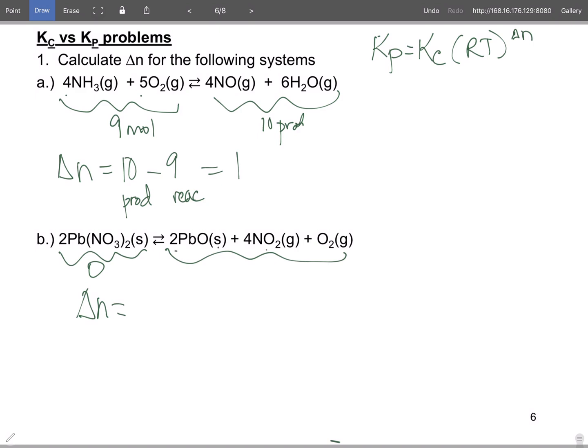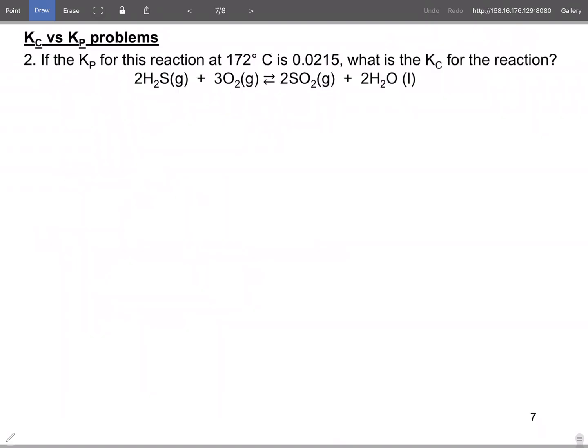So we have 4 gases here and 1 gas here, so we have 5. So 5 minus 0 is 5. So delta N for this reaction is 5. So when you go to calculate delta N, be careful because it is truly a function of the states. Okay? So let's work a problem.